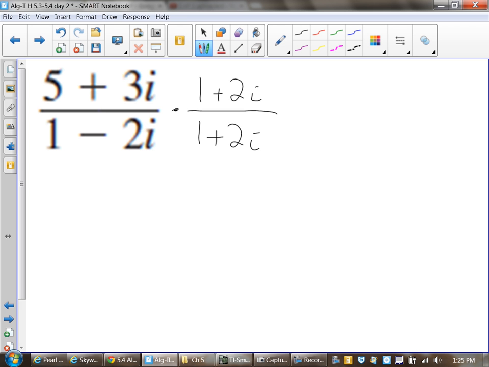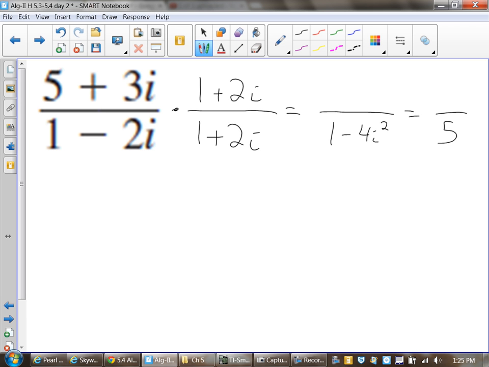Now, these style problems take a little bit longer than just the multiplication one because you have to multiply and FOIL out twice. Okay? So the denominator should be relatively easy because it's first term squared, last term squared. The middle term drops out. You get 1 squared minus 4i squared. Negative 4i squared is how much? Good. So it becomes 1 plus 4. So my denominator is now 5.